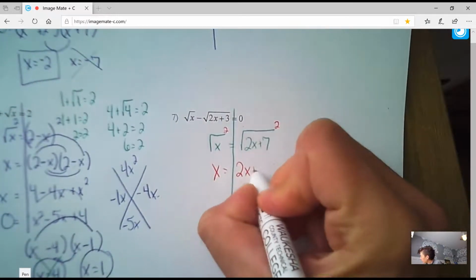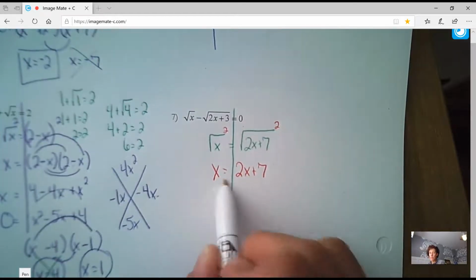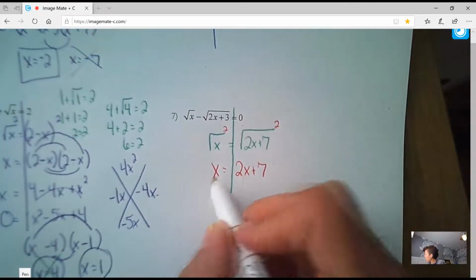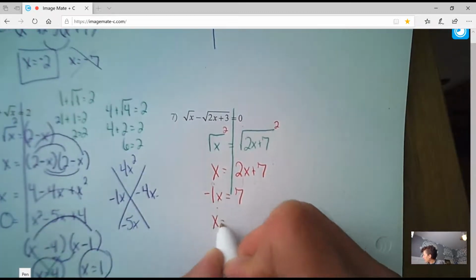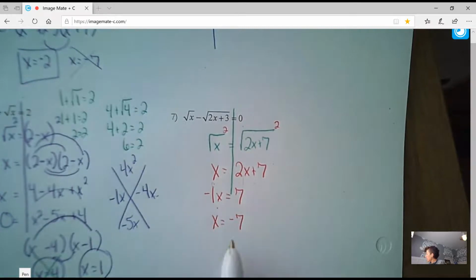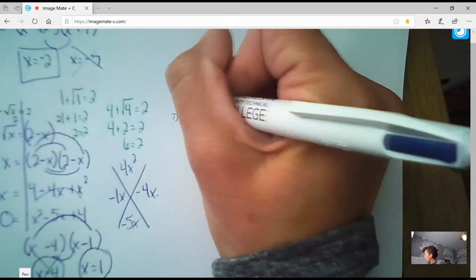And now to solve for x, this is the same type of x, so I do not need to factor. I'm going to subtract this 2 over here, and then I'll divide by negative 1, and when I'm done I get negative 7. So the question is, does negative 7 work? So first I'll put negative 7 in here.